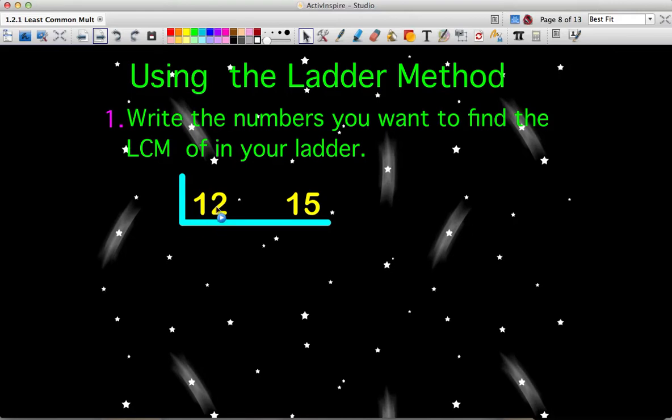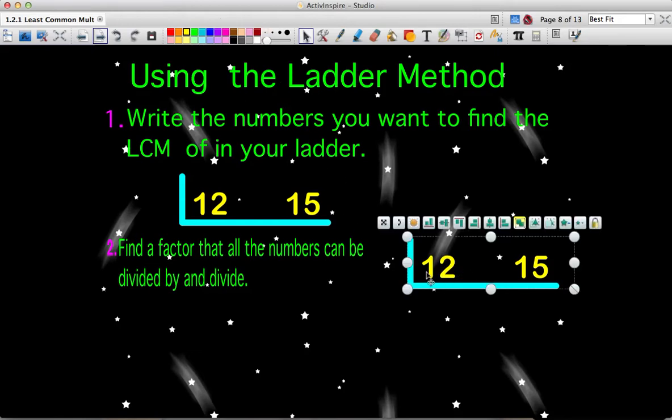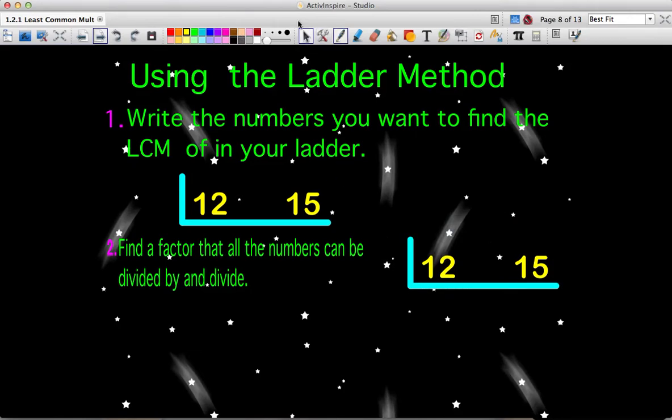You're actually doing it. Your next step: find a factor that all the numbers can be divided by and divide. So what that means is I have 12 and 15, and I know that both 12 and 15 can be divided by 3. So I do that and I make the next rung on my ladder. 12 divided by 3 is 4. 15 divided by 3 is 5.